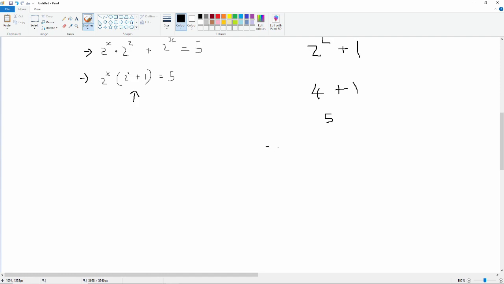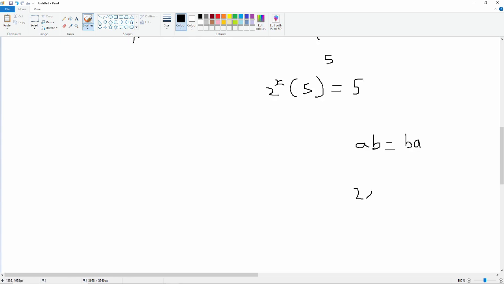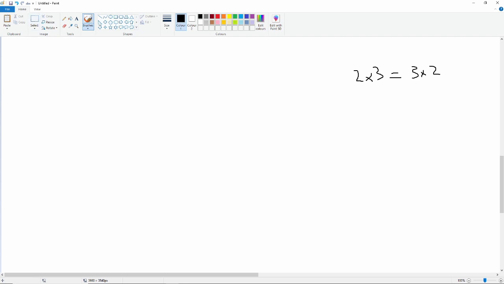So I've got 2 to the power x multiplied by 5 is equal to 5. And just for neatness, I've written it the other way round because of the commutative property of multiplication. And the commutative property of multiplication basically says a times b is equal to b times a. In other words, 2 times 3 is equal to 3 times 2. Most people are happy with that, but just in case you're not, let's draw a little representation.